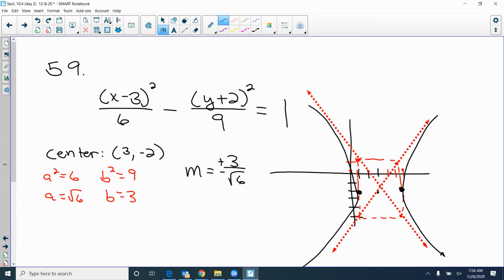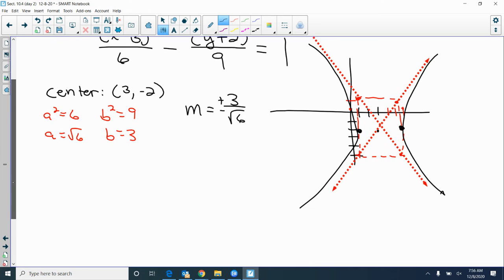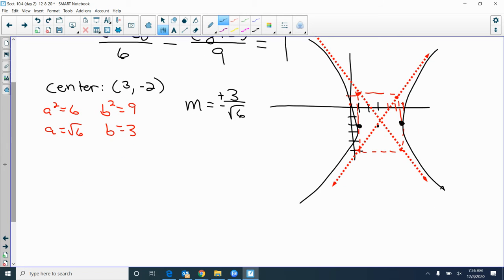All right, what did you put for your equation of the asymptotes? Okay, Wendy, you've been gone a while. y plus 2 equals plus or minus square root of 6 over 2, parentheses x minus 3. Okay, and that's what they had in the back.